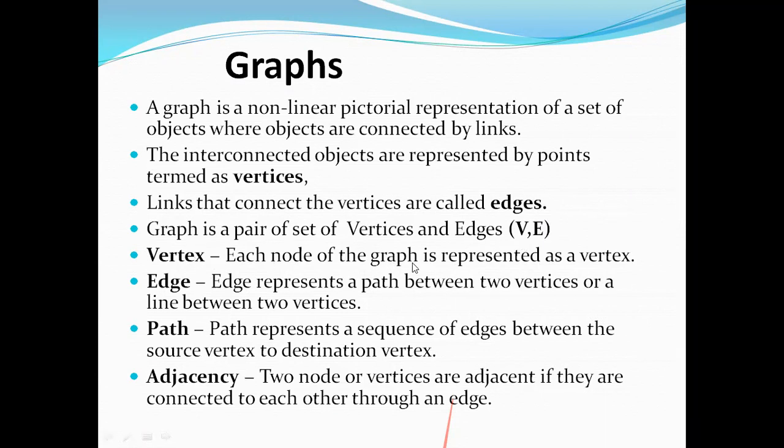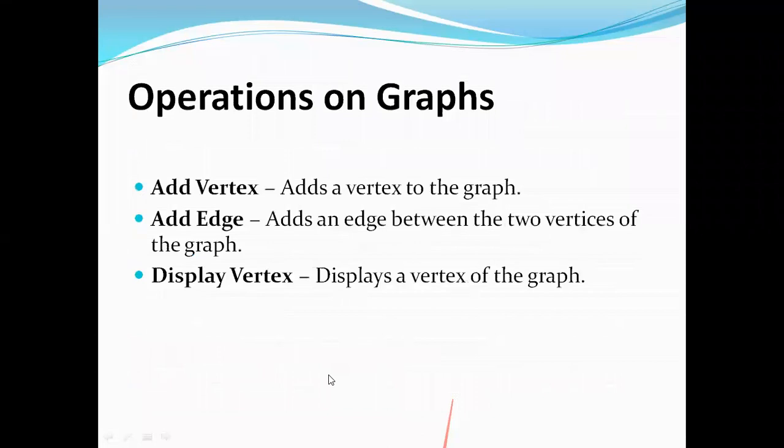Vertex: each node of a graph is represented as a vertex. Edge represents the path between two vertices, or a line between two vertices. Path represents a sequence of edges from the source vertex to the destination vertex. If I start from one vertex and reach another vertex, then I have to find a path. Adjacent vertices: two nodes or vertices are adjacent if they are connected to each other through an edge. Operations: we can add a vertex, we can add an edge, or we can display the vertex.